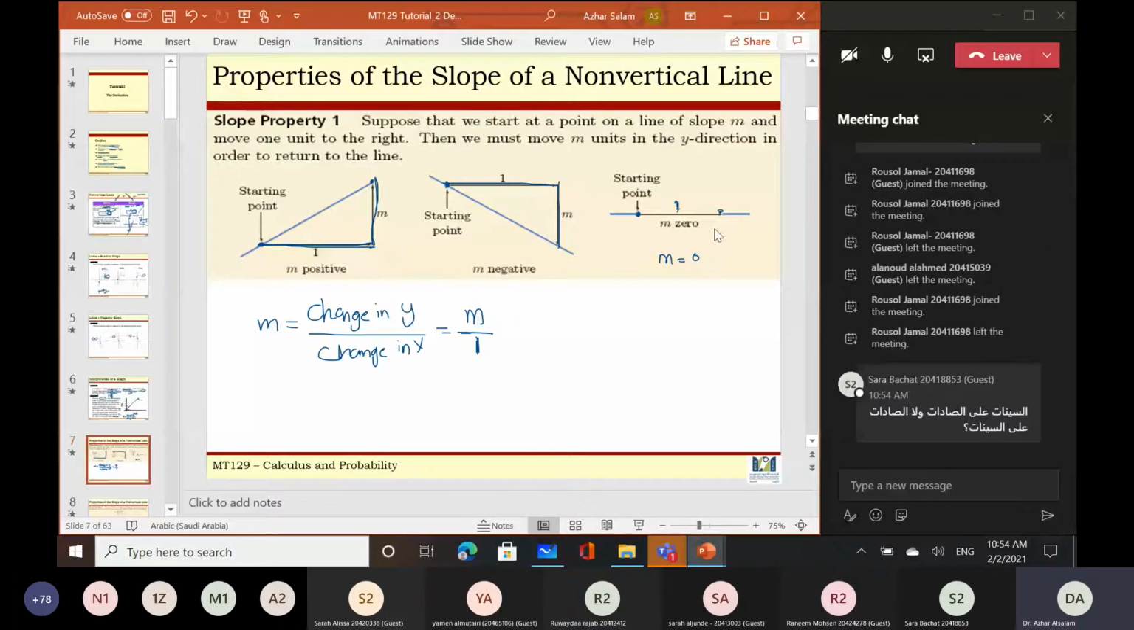This is a special case. في الخط الأفقي دائما يكون الM يساوي 0. هنا بما أني مشيت في خط أفقي معناتها لا تحركت لا إلى الأسفل ولا إلى الأعلى، معناتها الM تساوي 0. Change in Y is 0. Okay.